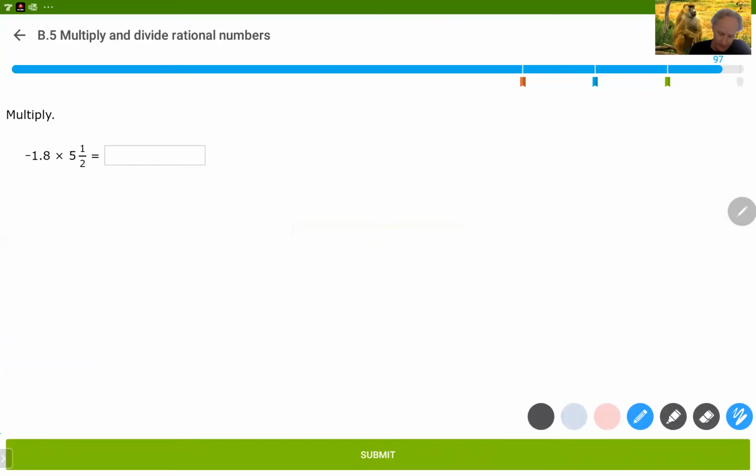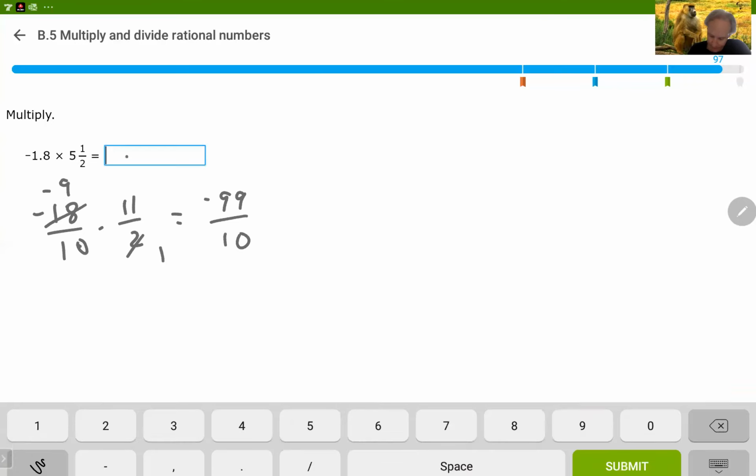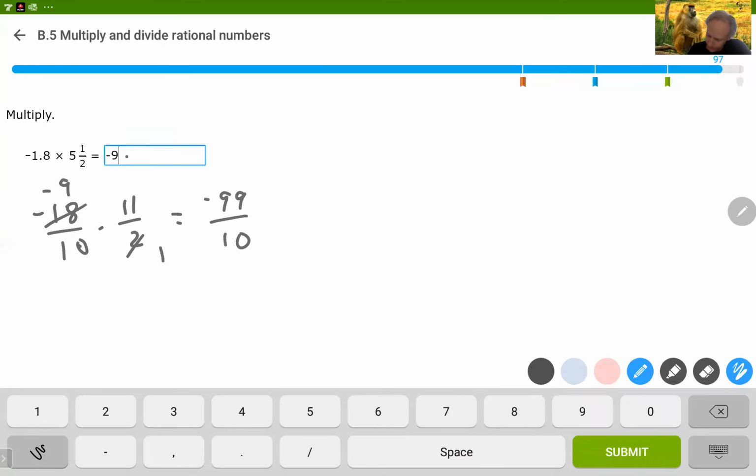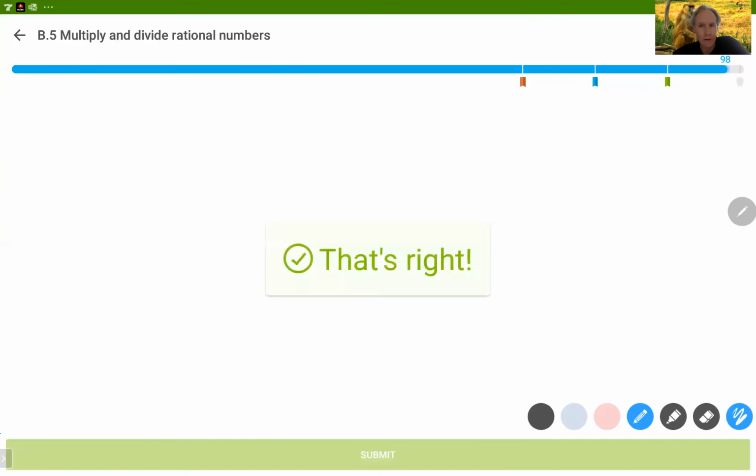Okay, so negative 18 over 10. Now I could have reduced that to negative 9 over 5, either one. And I'm multiplying by 11 over 2. And in this particular case, it's probably easier to simplify. 2 goes into 2 once, and 2 goes in here negative 9 times. That's negative 99 over 10. This time I'm going to remember my negatives. Or negative 9.9.